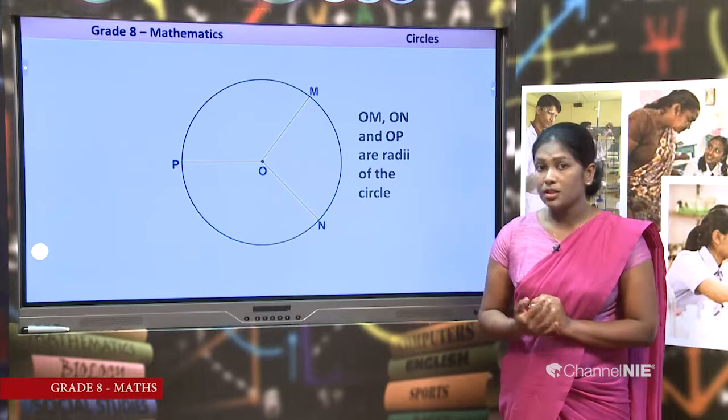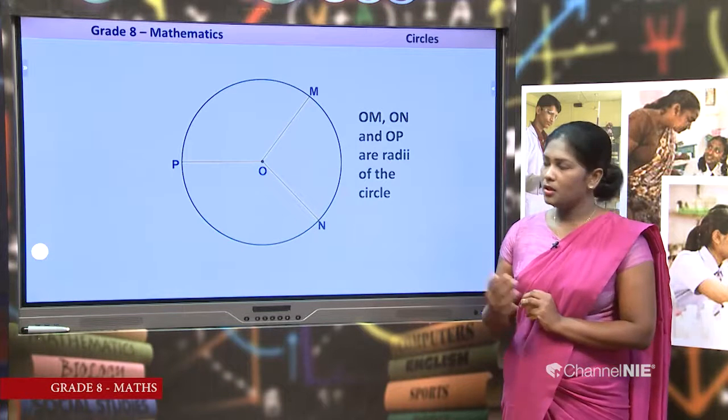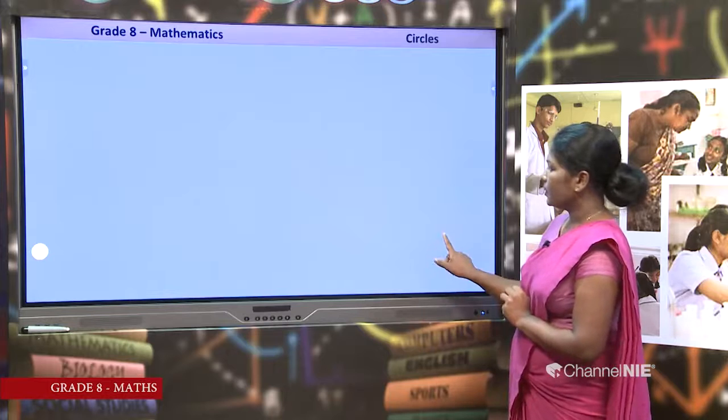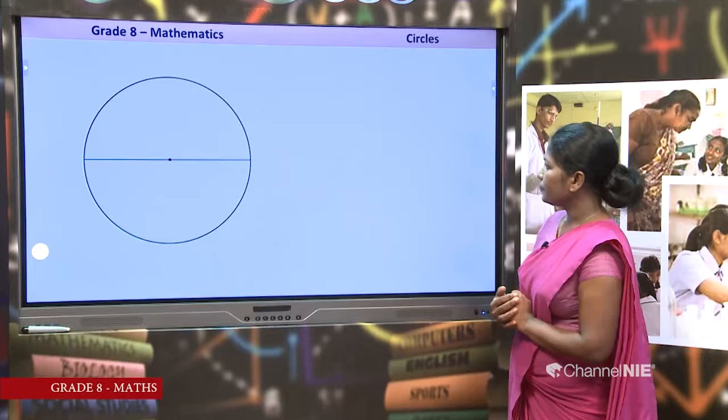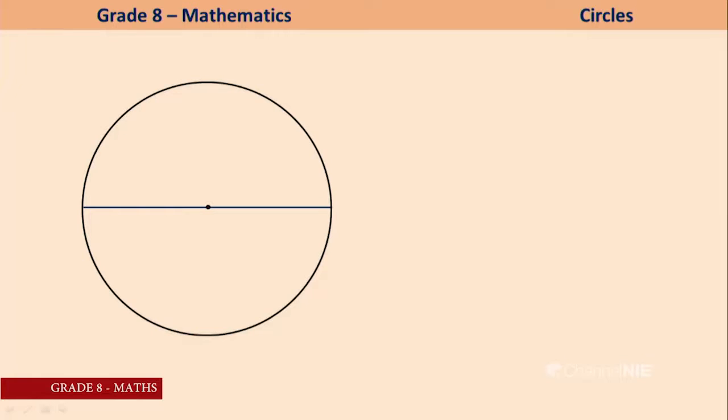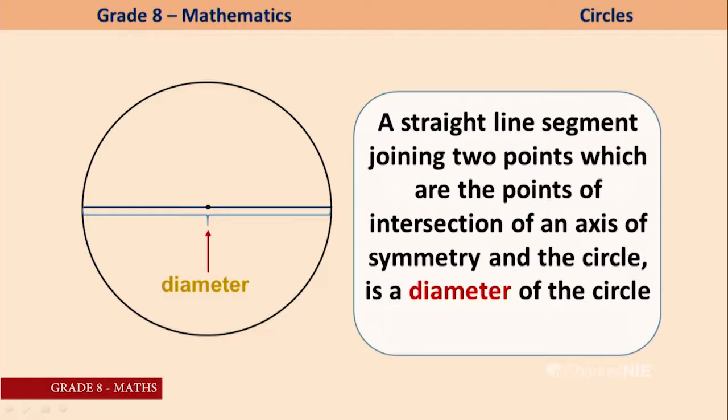Next, we talk about diameter of the circle. What is the diameter? Look at this. There is a circle and also center. Now, you know this is a symmetrical axis. So, the symmetrical axis we can call the diameter of the circle. Why? A straight line segment joining 2 points which are the points of intersection of an axis of symmetry and the circle is a diameter of the circle. Diameter is a symmetrical axis of a circle.